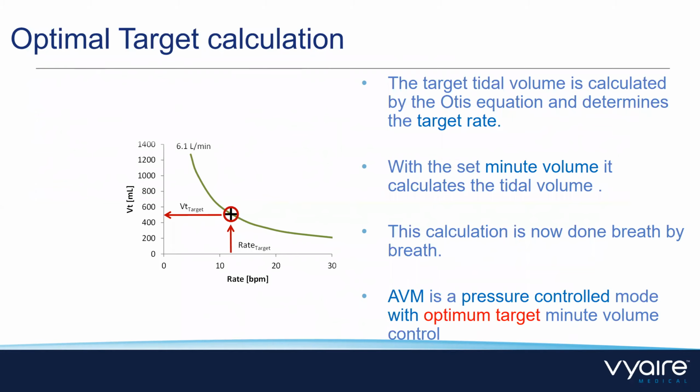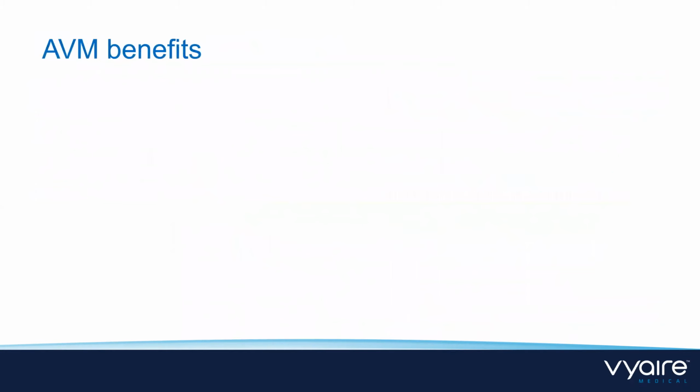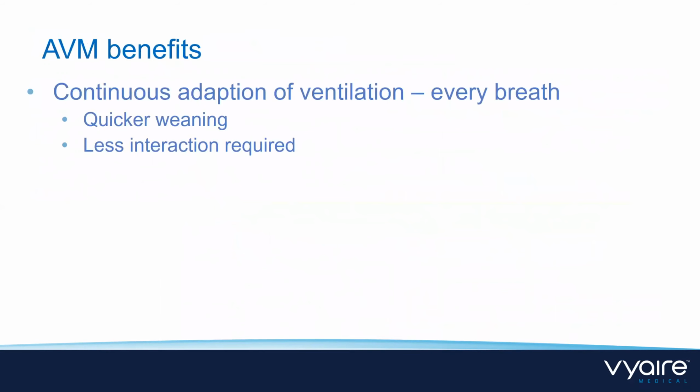This leads to the benefits that we have a continuous adaptation of the ventilation process. So as long as the patient is ventilated with AVM, you can always be sure and ensured that this is ventilating with the least pressure possible to give the patient the least work of breathing. And this results very often in a faster weaning. And of course, there is less interaction required because the ventilator is mainly taking care of the ventilation process.